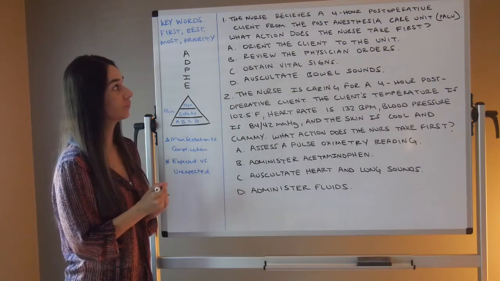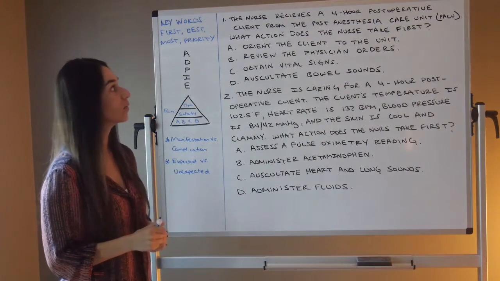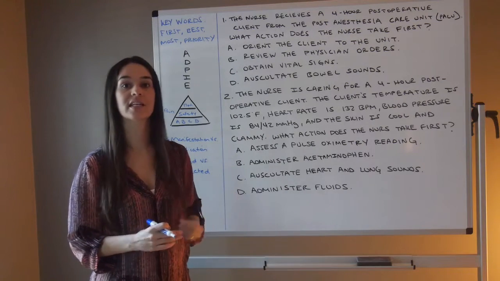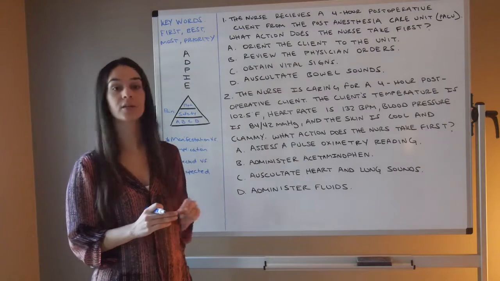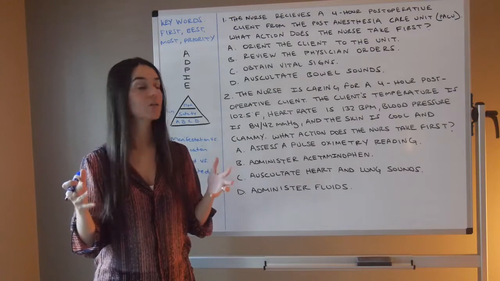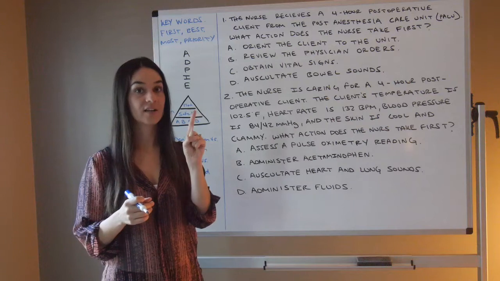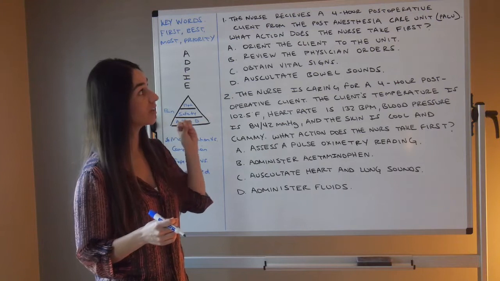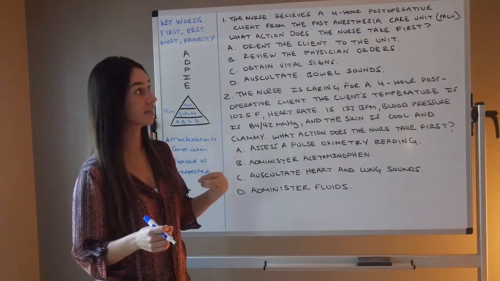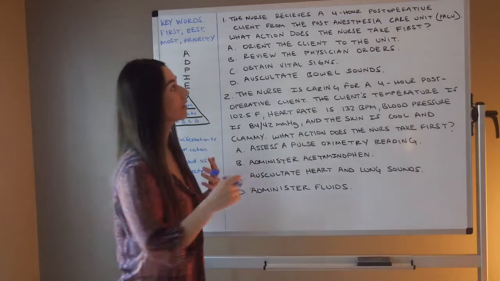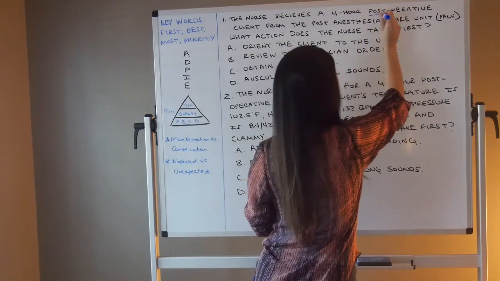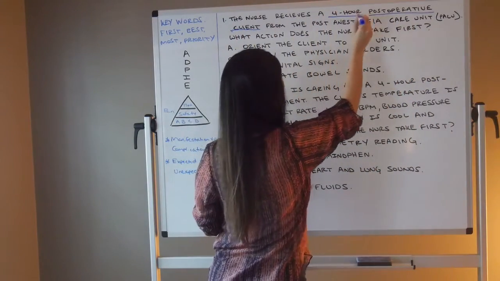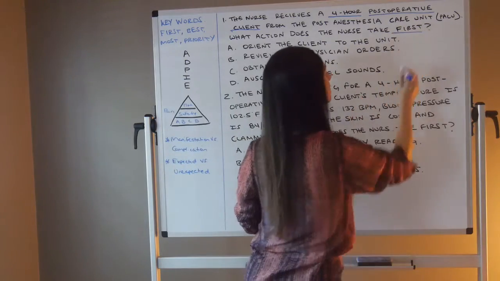Let's start with the first question. The nurse receives a 4-hour post-operative client from the post-anesthesia care unit. What action does the nurse take first? So our key priority word is in there, and it is a scenario. So first, step number 1, identify the topic of the question. My topic is post-operative client. They are only 4 hours out, and what do I do first as a nurse?